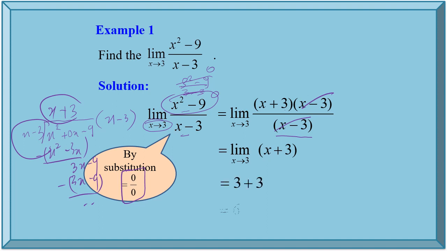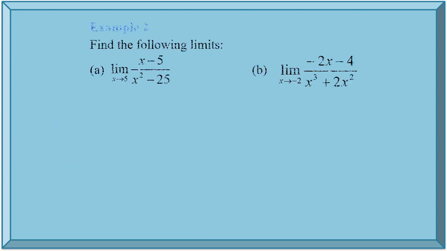The limit is actually equal to 6. If we didn't do the factorization, we would have 0 over 0, which is undefined. So what we need to do is factorize to simplify both functions f(x) and g(x). That's all we need to do. Okay, let's continue with the next example.